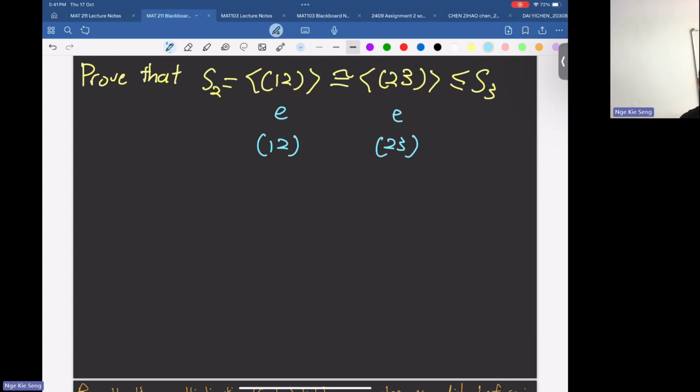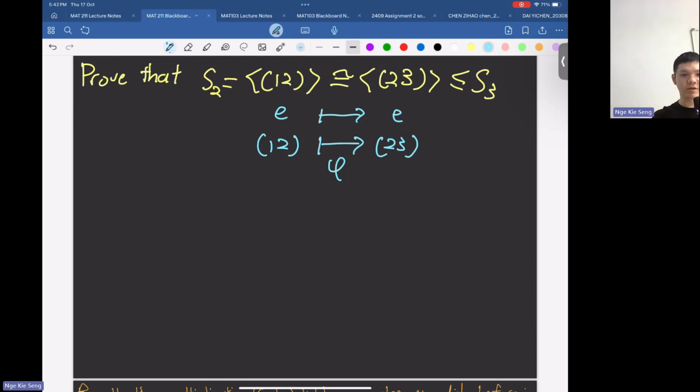If you want to satisfy a group homomorphism, what does group homomorphism tell you? You need to send what to what? Identity has to go to identity if you are a group homomorphism. So if you want to satisfy the homomorphism property, it has to send identity to identity. Then there's no way to send (1 2) to another place. So the one way to define it is to send (1 2) to (2 3). So now you need to prove that this is a homomorphism.